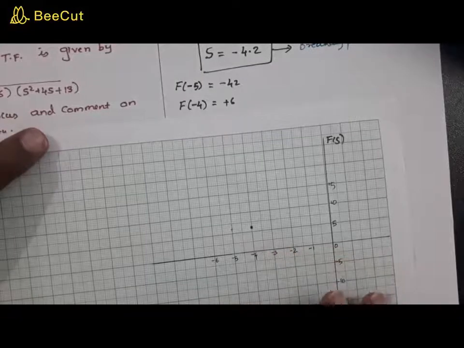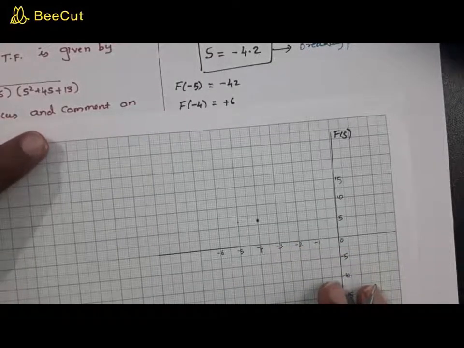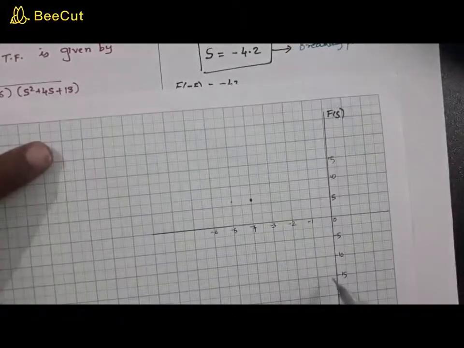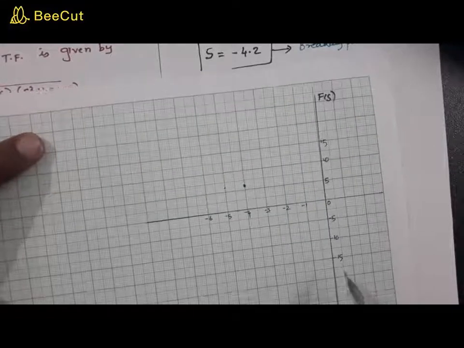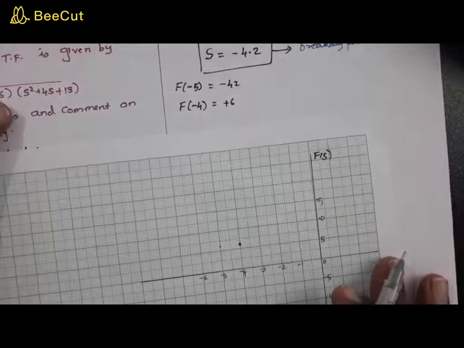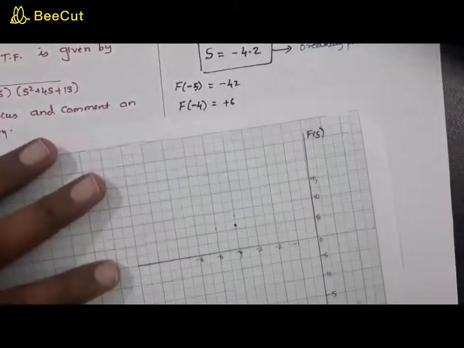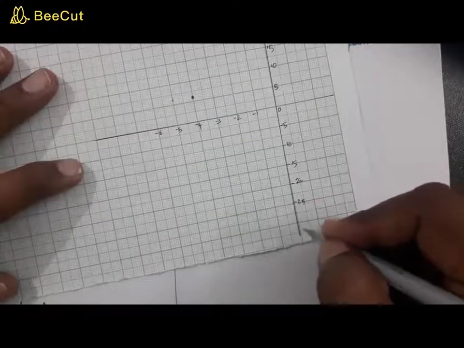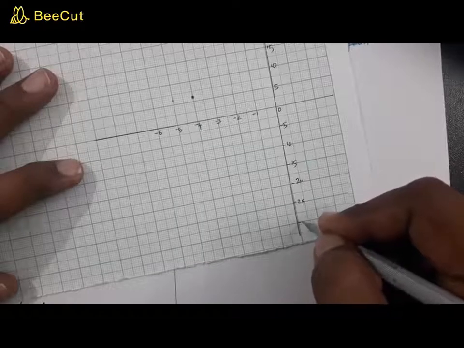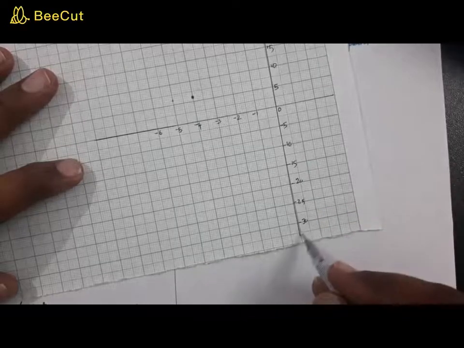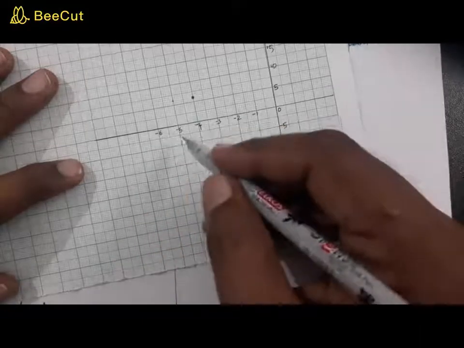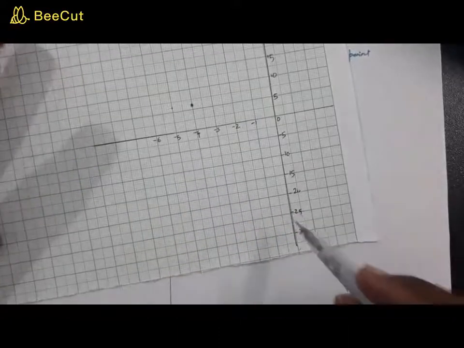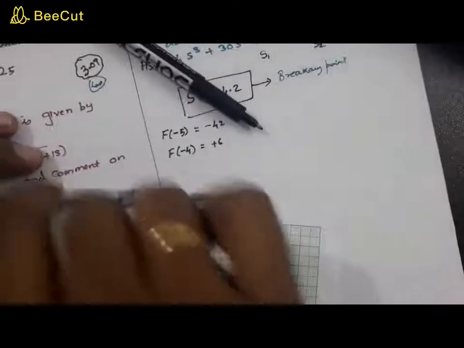Now what about the f of -5? When you plot f of -5, you'll be getting this as -42, right? So okay, if you plot here, it will be -20, -25, -30, and it goes on like that, -35. So let's find some other points, since it's too big for this graph. I'm going to find one more point.